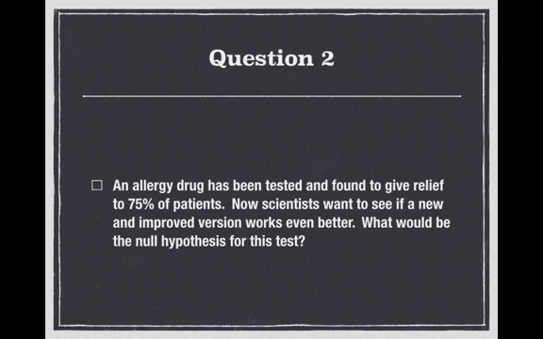Okay, question 2. An allergy drug has been tested and found to give relief to 75% of patients. Now scientists want to see if a new and improved version works even better. What would be the null hypothesis for this test? So your null hypothesis is the initial claim, and this company is making an initial claim that this drug relieves allergy symptoms for 75% of patients.